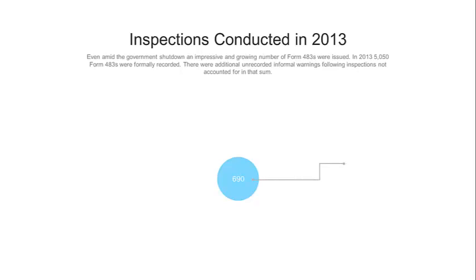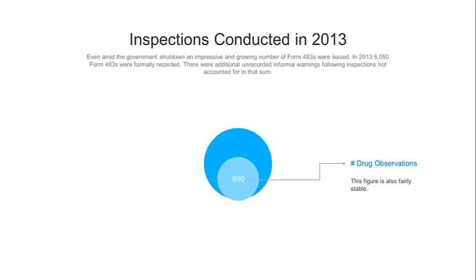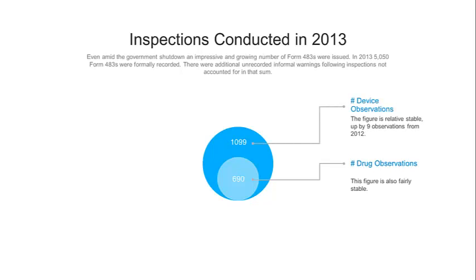And what we see is that in the drug observations, this was the smallest number of observations in our purpose. It was a stable figure, 690, pretty consistent with the previous year. Almost 1,100 device observations. This was a growth of 9. Imagine if we didn't have the government shutdown, there could have been even more growth.